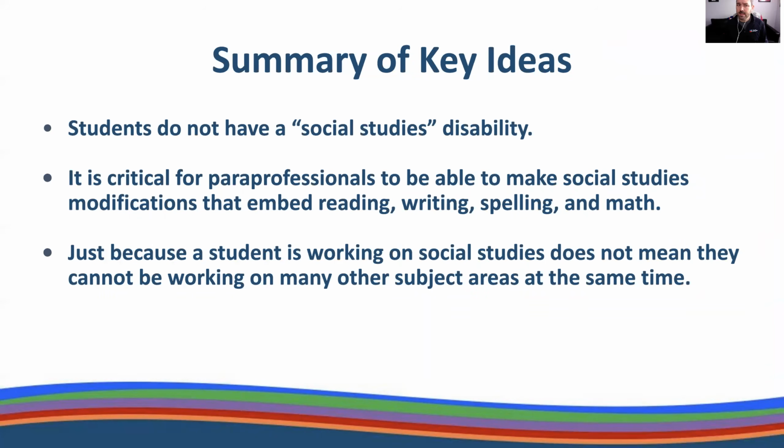So the summary of key ideas here is students do not have a social studies disability, right? It's related to numeracy or literacy or other things, but they wouldn't just have a specific disability to social studies. And it's critical for paraprofessionals to be able to make social studies modifications that embed reading, writing, math, and spelling, right? Like that's a common theme here that we're talking about. And just because a student is working on social studies does not mean that they cannot be working on many other subject areas at the same time.